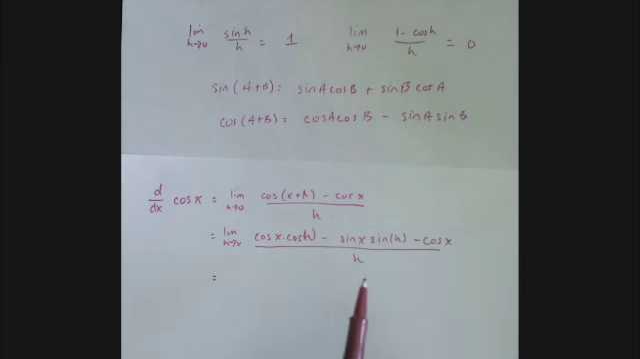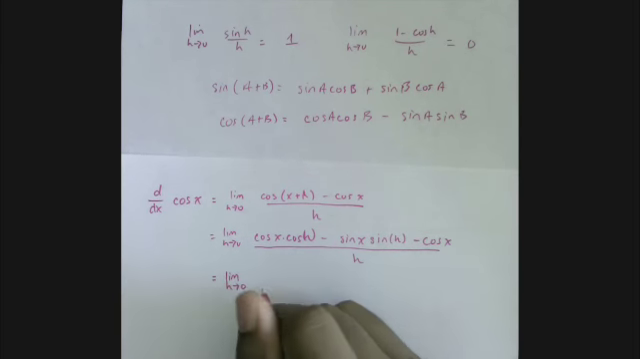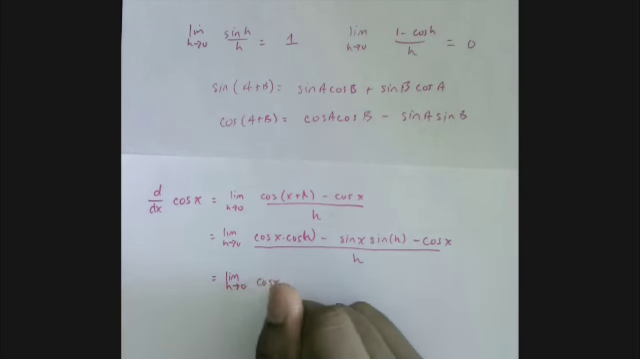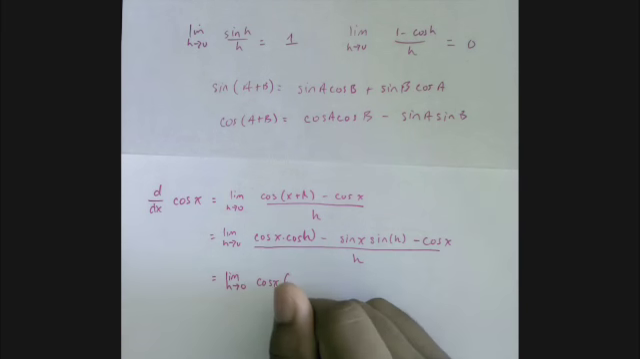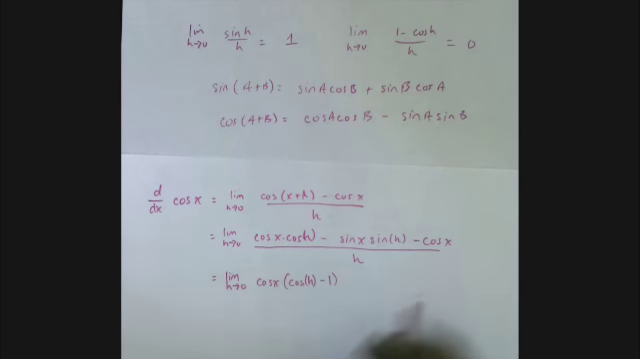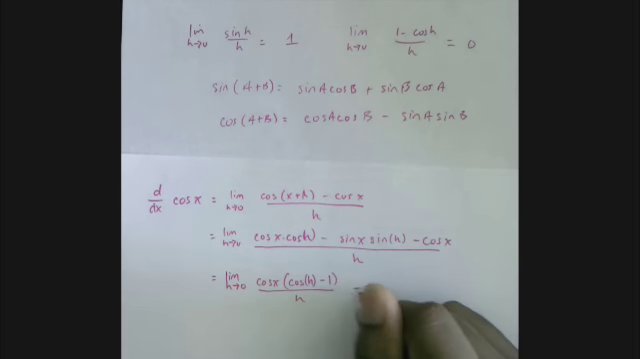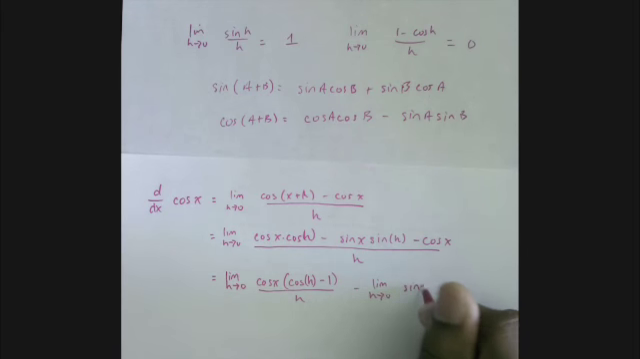Rearranging the terms the same way I did with sine x, I notice that cosine x, I have 2 of them, so I'll take one out, and this is going to give me cosine x times (cosine h minus 1) divided by h, minus the limit as h approaches 0 of sine x times sine h over h.